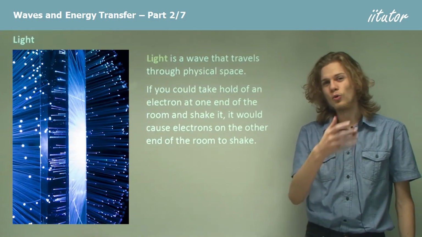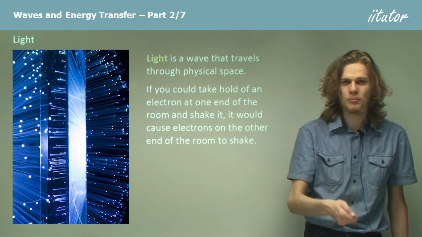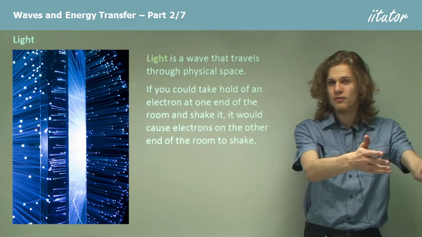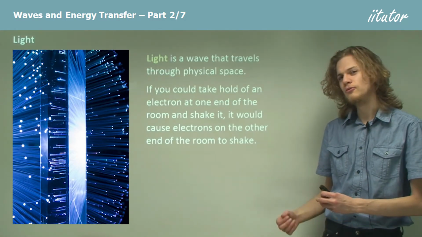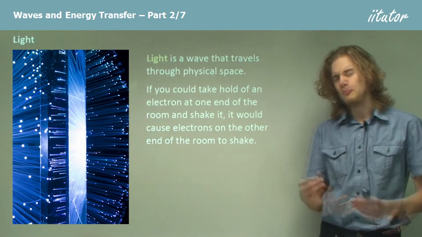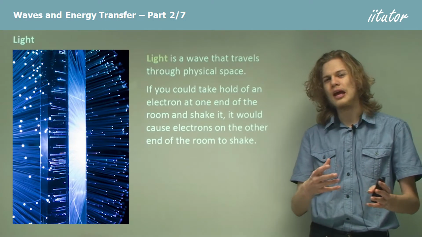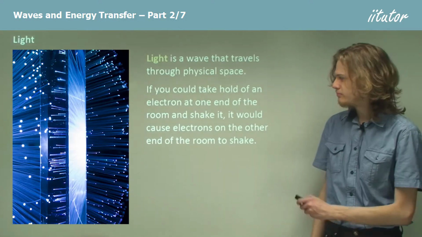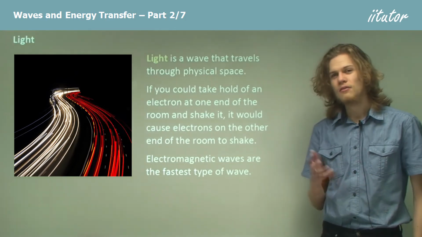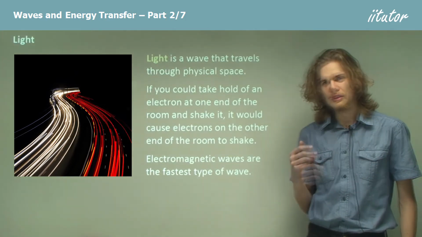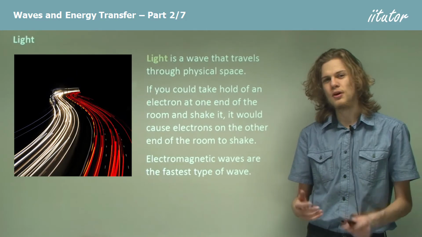It's as if you were holding a string at one end of the room and shaking it up and down. It causes the other end of the string to also shake up and down. Except instead of propagating through the string, they're propagating through empty space. So electromagnetic waves turn out to be the fastest type of wave. There is no wave that goes more quickly than the wave between two charged particles jiggling.